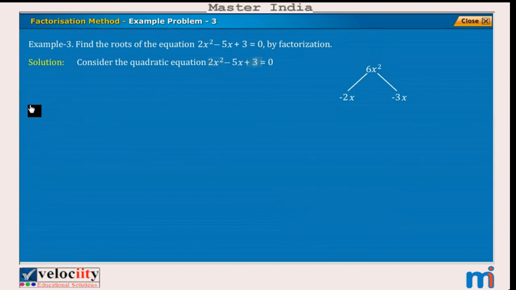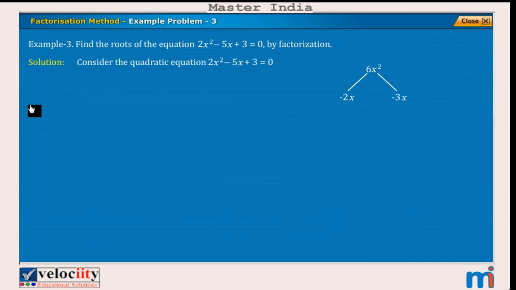given quadratic equation. Now split the middle term minus 5x into two terms such that either the sum or difference of these terms should be equal to the middle term minus 5x, and the product of these terms must be equal to the product of first and last terms, which is 6x squared.